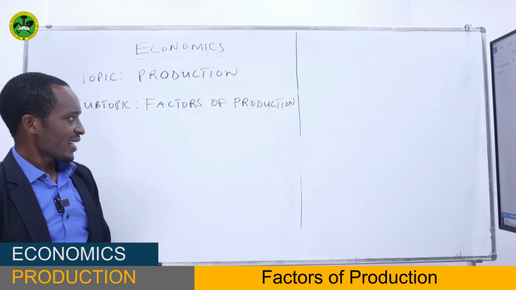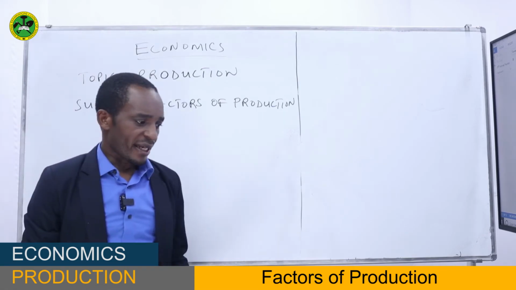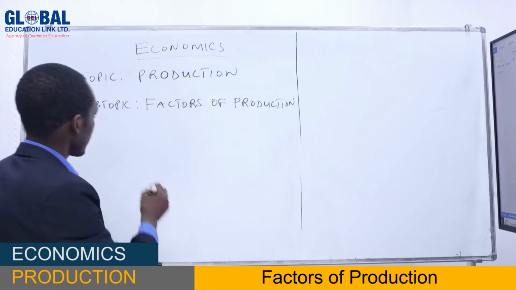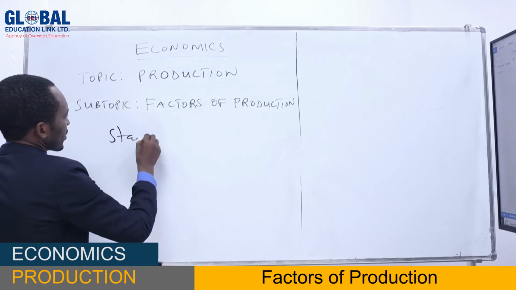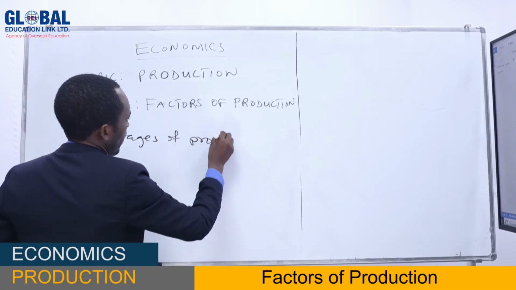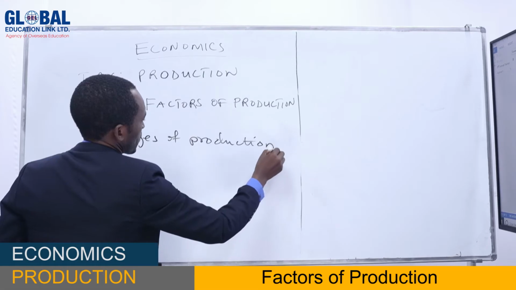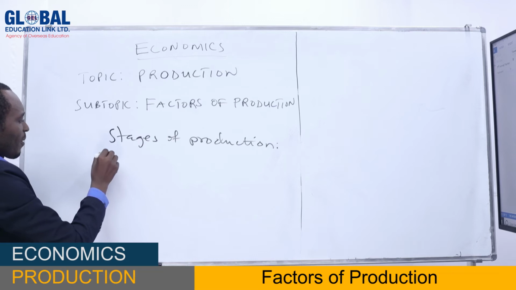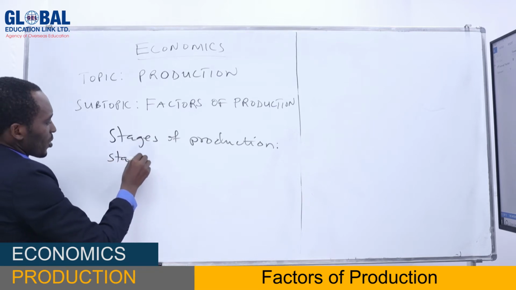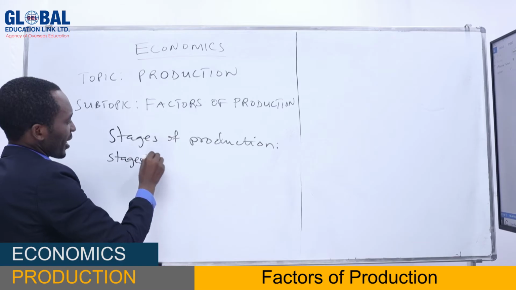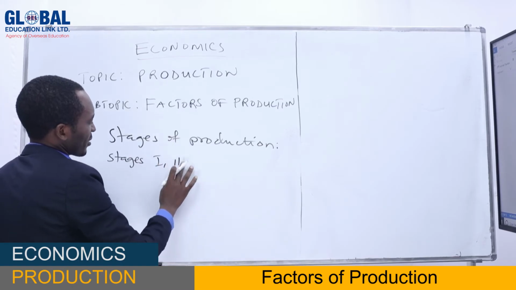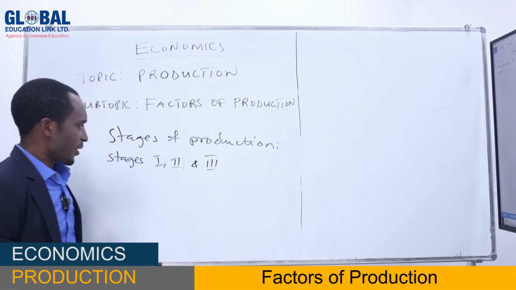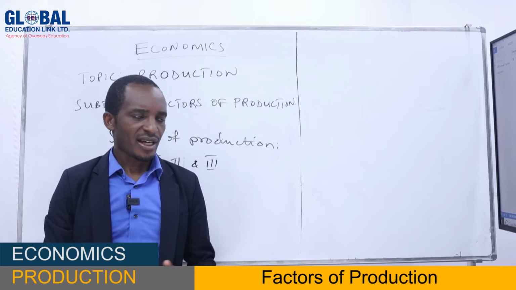Okay, now let us discuss the stages of production. And here we'll discuss the 3 stages of production. We'll have 3 stages: Stage 1, Stage 2, and Stage 3. Now let us consider the following diagram.